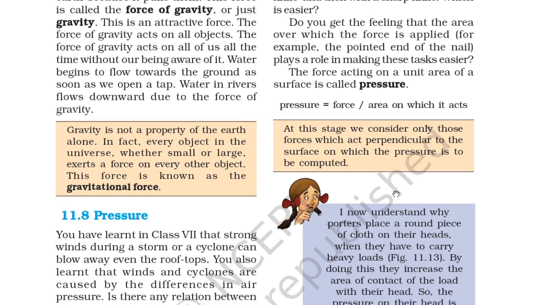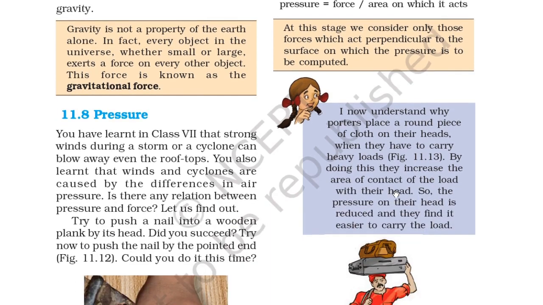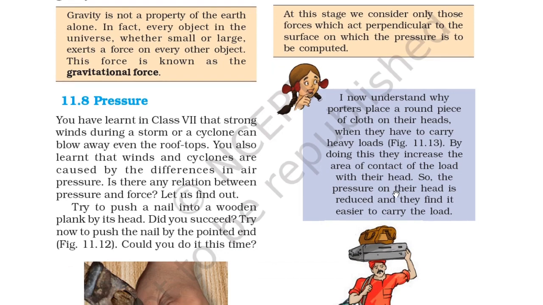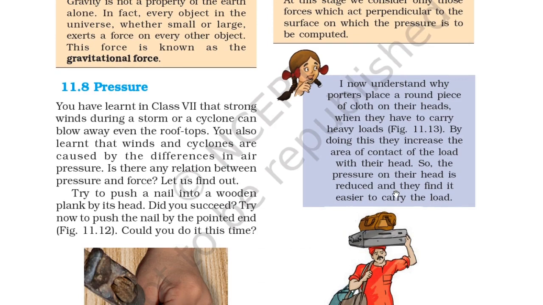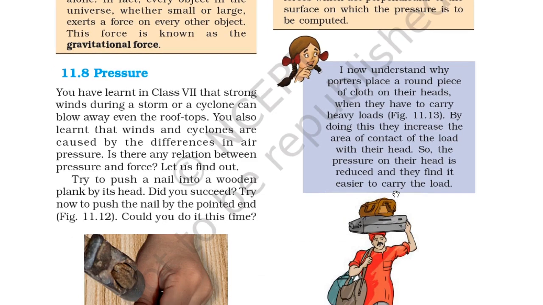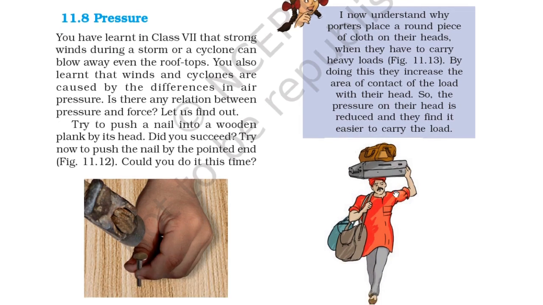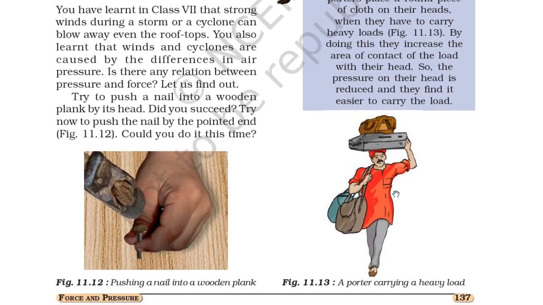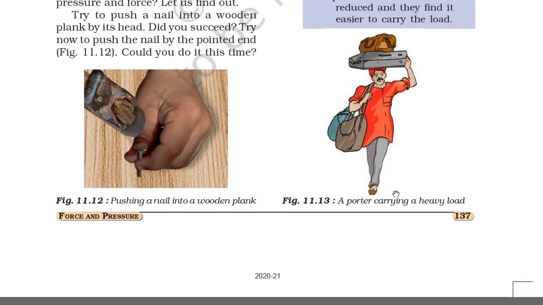So Paheli says, I now understand why porters place a round piece of cloth on their head when they have to carry heavy loads. So you can see in 11.13 a porter is carrying a heavy load. By doing this they increase the area of contact of the load with their head. So the pressure on their head is reduced and they find it easier to carry the load. So you can see a porter carrying a heavy load as shown in the figure.